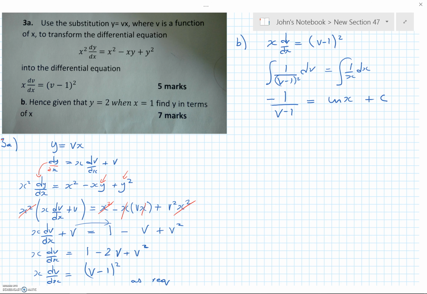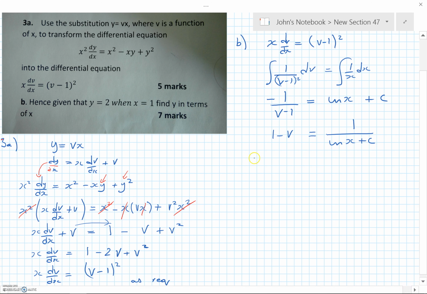Right, so I'm going to do a little swapping around. I'm going to find the reciprocal of all of this stuff here. Ln x plus, oh, got the wrong way around, that would be wrong. It's 1 minus v equals ln x plus c. I've changed the sign and basically done the reciprocal on both sides.